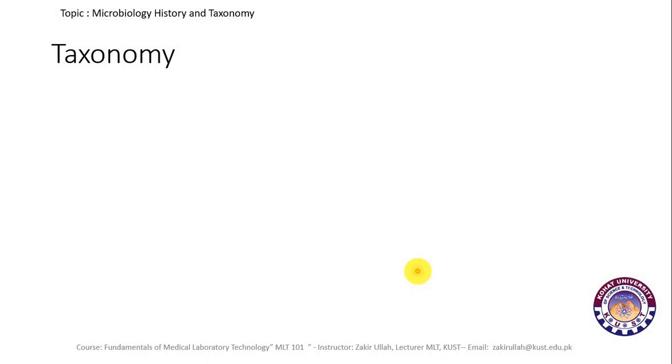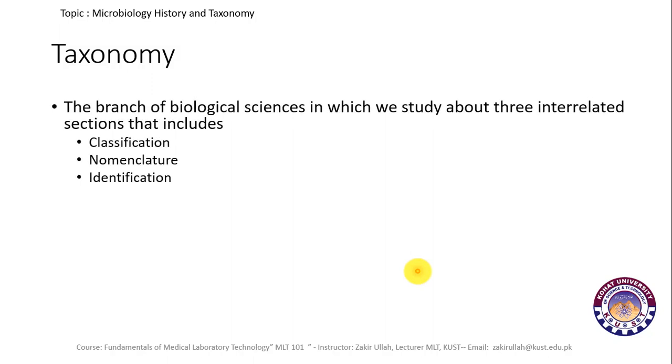The taxonomy of microbiology. Taxonomy is a branch of biological sciences in which we study three different interrelated sections: classification, nomenclature and identification. So in taxonomy, the classification of microbes, the nomenclature of microbes and the identification of microbes are studied, and they are interrelated with each other.